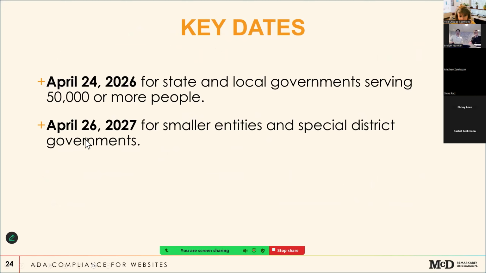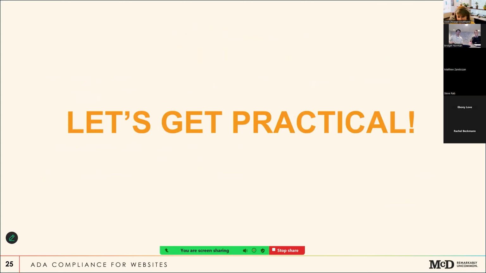So some key dates. There is a little bit of a tier system with Title II right now. April 24th, 2026 is when state and local governments serving 50,000 or more people will need to be compliant. And then for all smaller entities, the date is April 26th, 2027. So depending on where people fall, there is a two-tier system. And of course, those dates are tied to potential funding loss. If you're out of compliance, you could lose federal funding. So that's kind of a big deal, right?